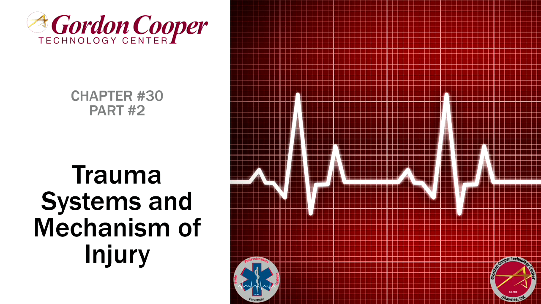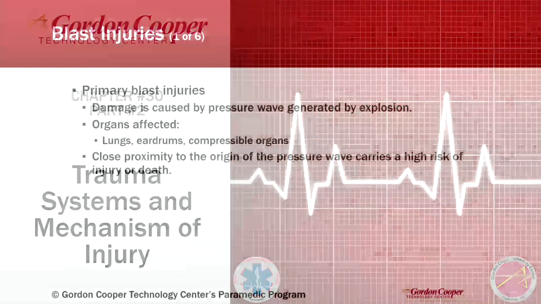Well, welcome back to Chapter 30 and Part 2 of Trauma Systems and Mechanism of Injury. We're going to pick up here in Part 2 talking about blast injuries and really just the ins and outs and a lot of the details that are related to those, and why we see the types of injuries that we do see when someone has been near an explosion of some sort.